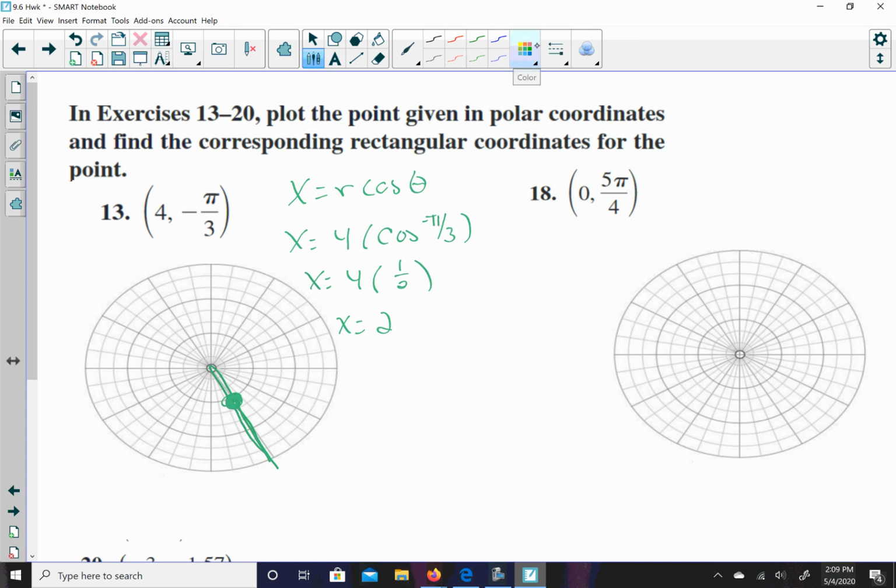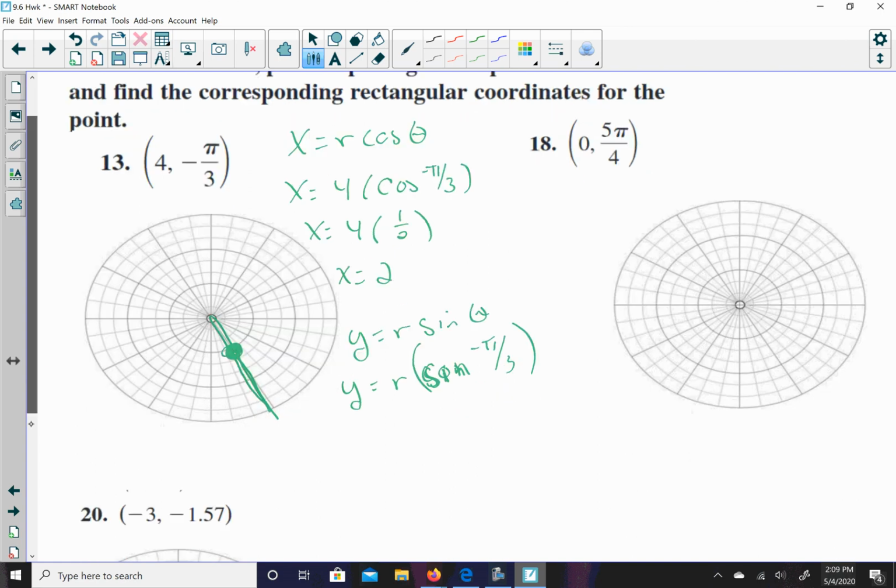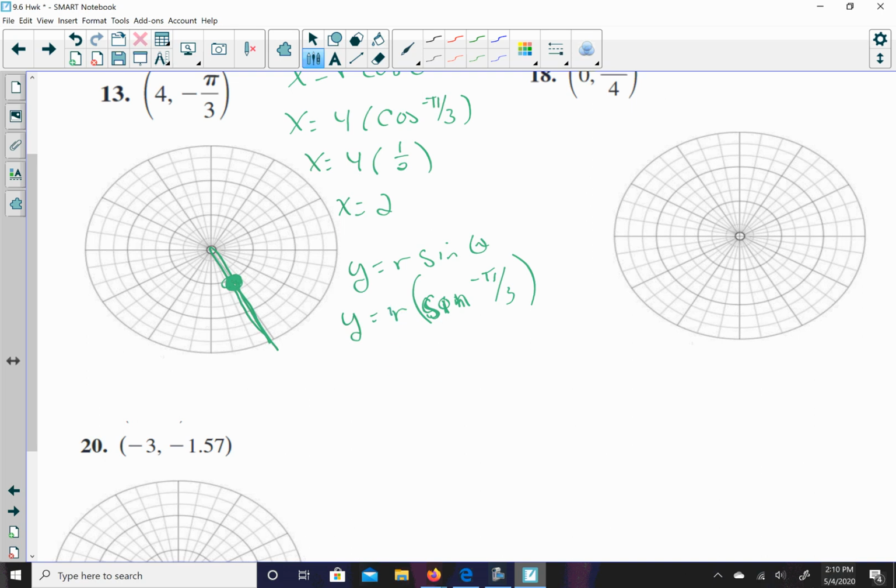Now, to find my y, I'm going to say y is equal to r sine theta. So y is equal to r times the sine of negative pi over 3. And the sine of negative pi over 3 is going to be negative square root of 3 over 2, and we have 4 times it. The 4 and the 2 will simplify, and I'll get y is equal to negative 2 times the square root of 3. So this ordered pair right here is going to be the ordered pair 2, and then negative 2 times the square root of 3.